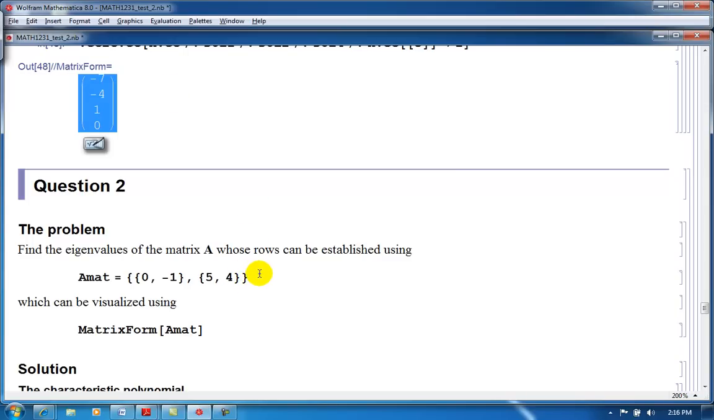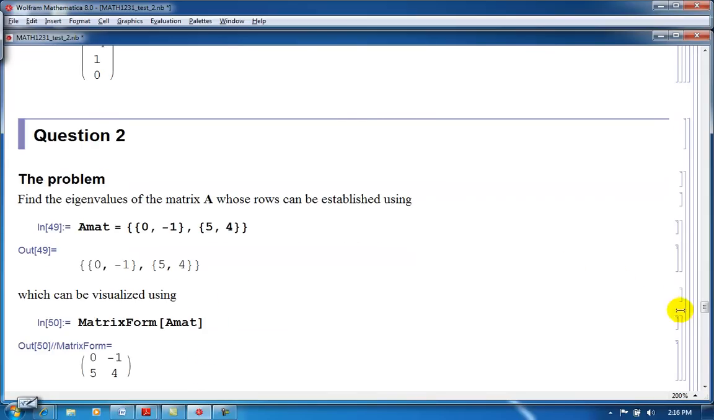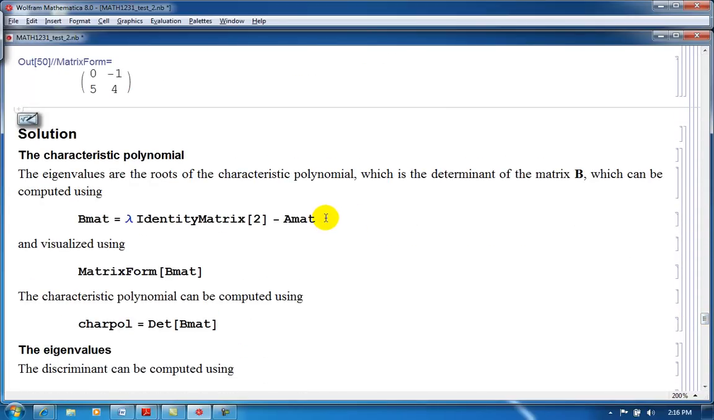And now we go to question 2, and that's much the same as question 2 in the first lot, except the matrix is different. The matrix can be established using that and visualized using that. So we do the same thing.